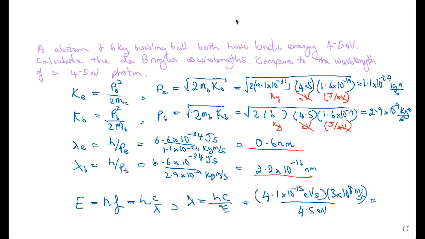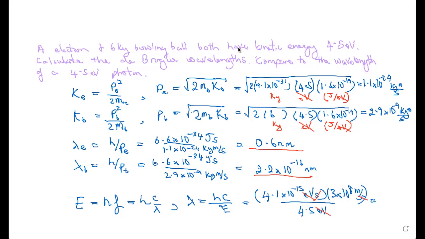If we look at the units here, let's just check through the units. We've got eV in the numerator and the denominator, that cancels out. We've got seconds in the numerator and the denominator here, that cancels out. We're left with meters, which makes sense for a wavelength.